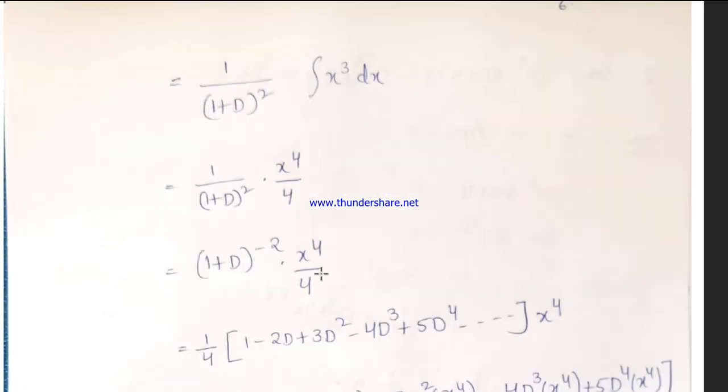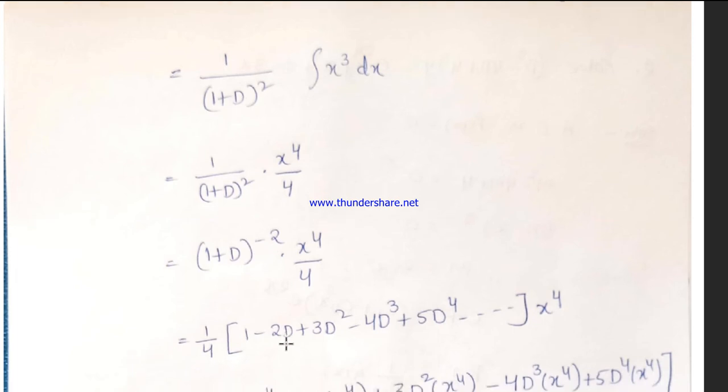So that's why integration of x cube is x power 4 by 4 into 1 by (1 plus D) whole square. So then you can write (1 plus D) whole power minus 2 into x power 4 by 4. So here 1 by 4 is constant, right, outside, and expand the series, that is (1 plus D) whole power minus 2 expansion. Directly we can write from the rules, that is 1 minus 2D plus 3D square minus 4D cube plus 5D power 4 minus so on, into x power 4.